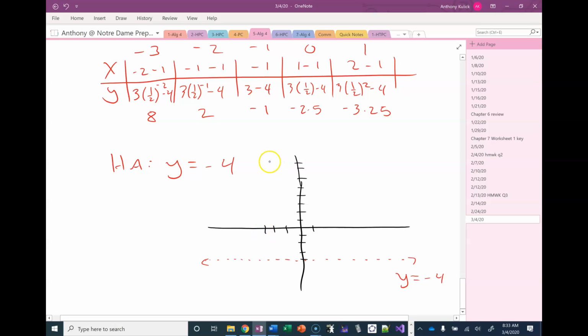So -3, 8, -2, 2, -1, -1, 0, -2.5, and then 1, -3.25. And I'll draw my graph. And I want to make sure that I draw enough of it that it's following the asymptote there, that it gets horizontal.